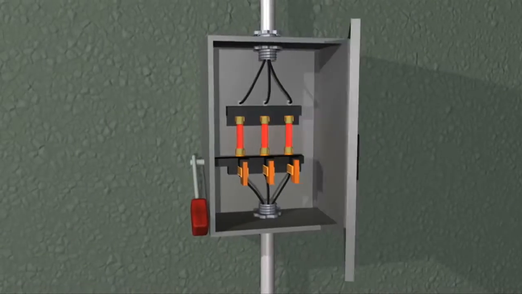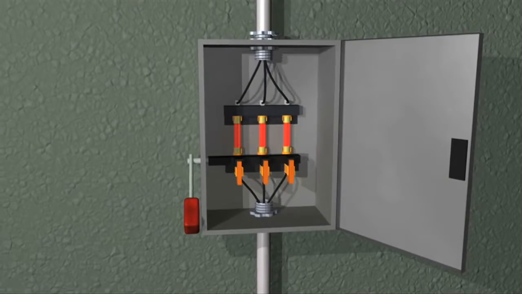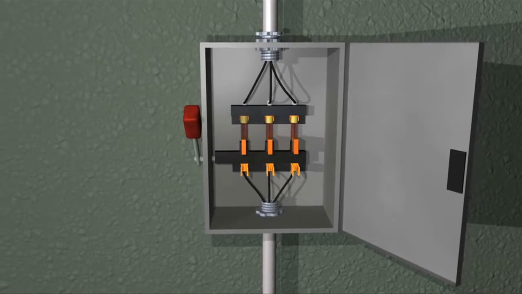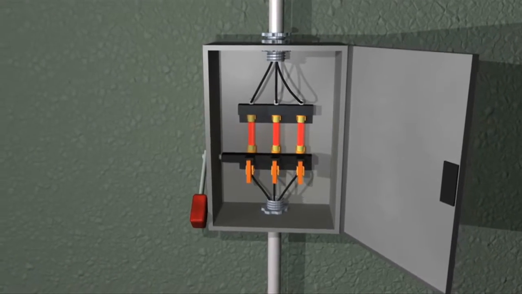A disconnect switch is nothing more than a switch designed for specific voltages and amperages. There are many different types and sizes. Some disconnects have fuses in them.